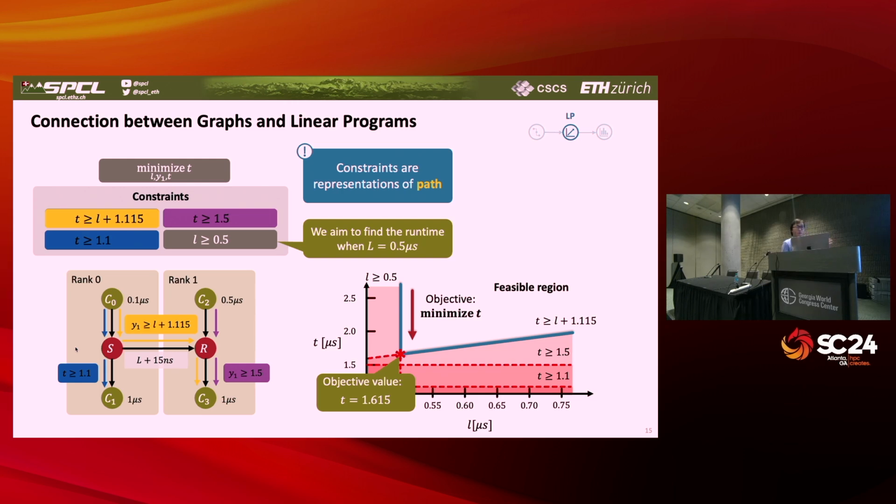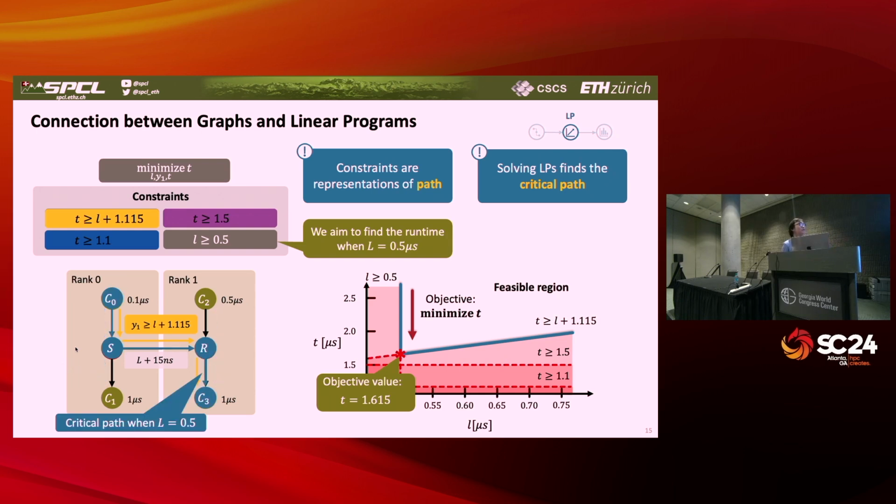I know that the math might be kind of boring, but there are 2 extremely important takeaways that we really want to emphasize. These are the things that should be remembered from this talk. First of all, solving the linear program will find the critical path directly. In simple non-mathematical terms, the critical path can be determined from the constraints that define this objective value. In this example, the constraint t is larger than L plus 1.115 is on the border of the feasible region, and it determines the objective value. So its corresponding path is going to be the critical path.